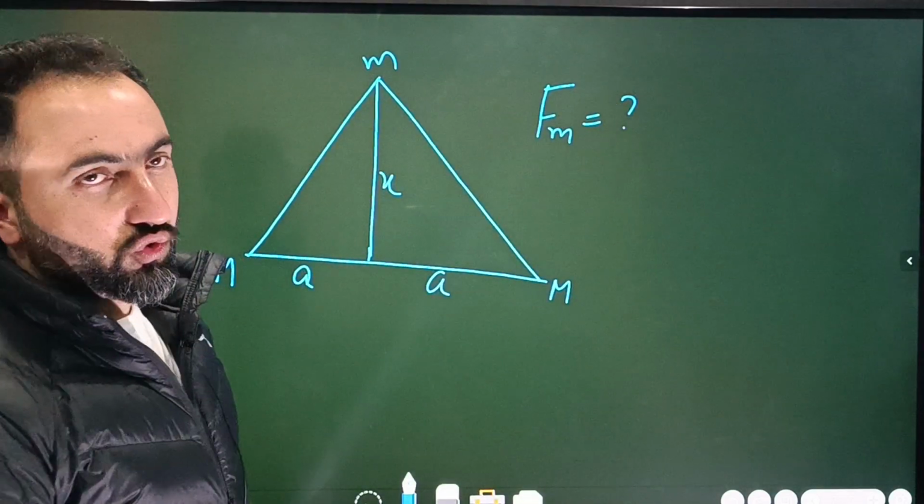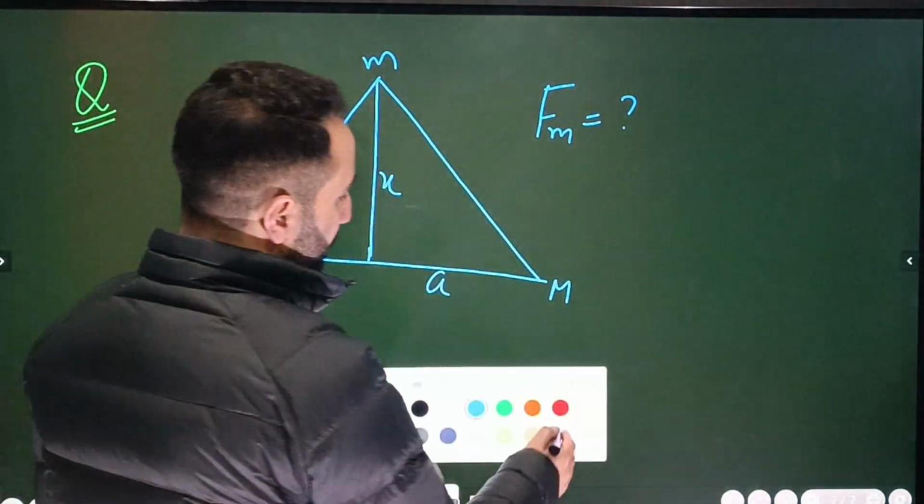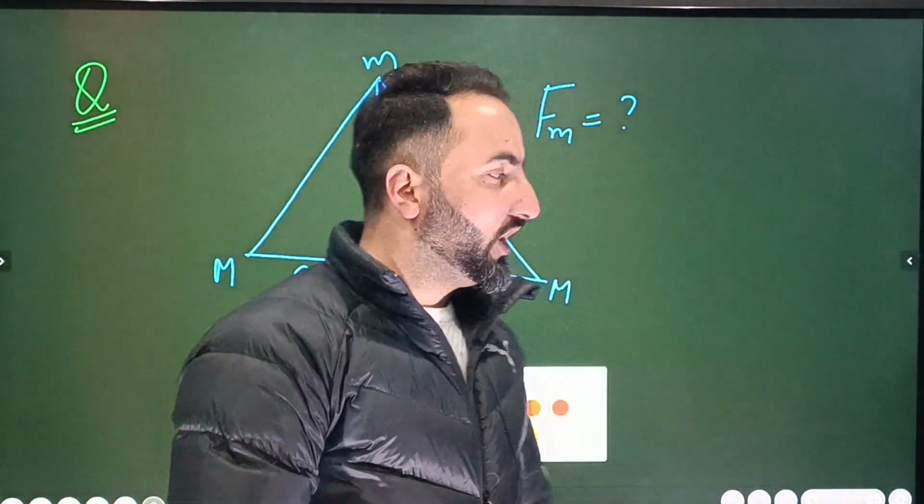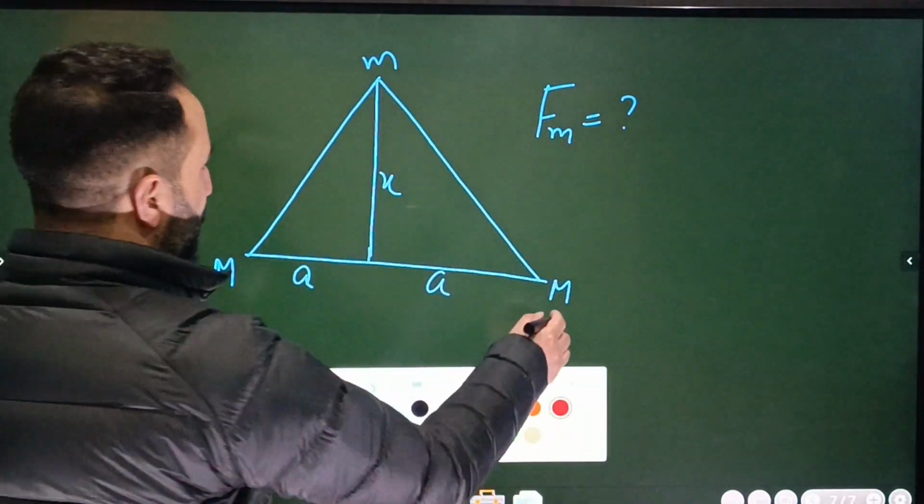ठीक है ना बेटा. तो क्या करना है बेटा आपको? यहाँ ध्यान दीजिए बेटा. स्मॉल m पर कितने फोर्सेस होंगे? ऑब्वियसली 2 फोर्सेस. वन बिकॉज ऑफ दिस कैपिटल M, अनदर बिकॉज ऑफ दिस कैपिटल M.